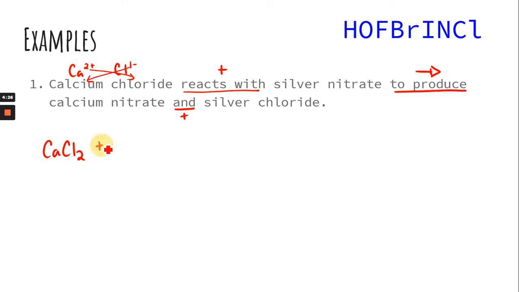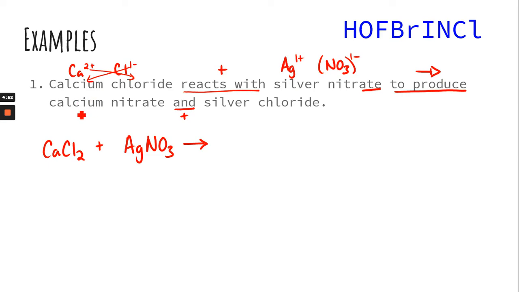Reacts with is my plus sign, and then I have silver nitrate. So silver is Ag, and it always has a charge of +1. Nitrate is a polyatomic because it ends in ATE. So we look on page 7, and that is NO3 -1. So when I cross my charges, I get AgNO3. Then there's my arrow.